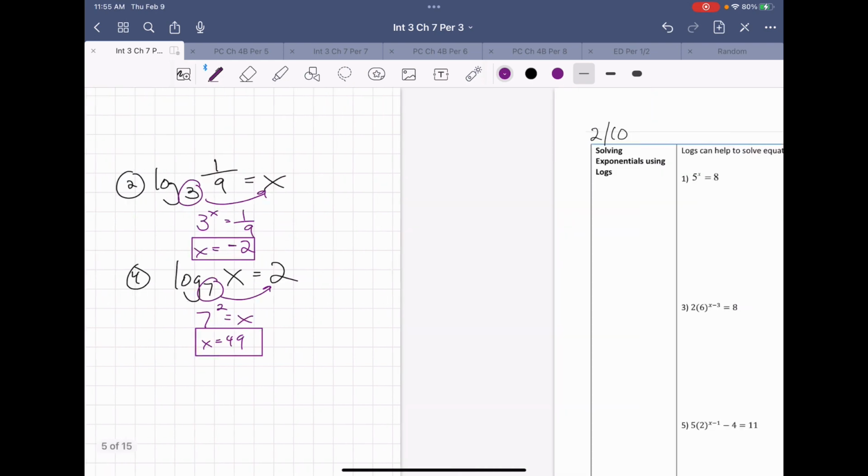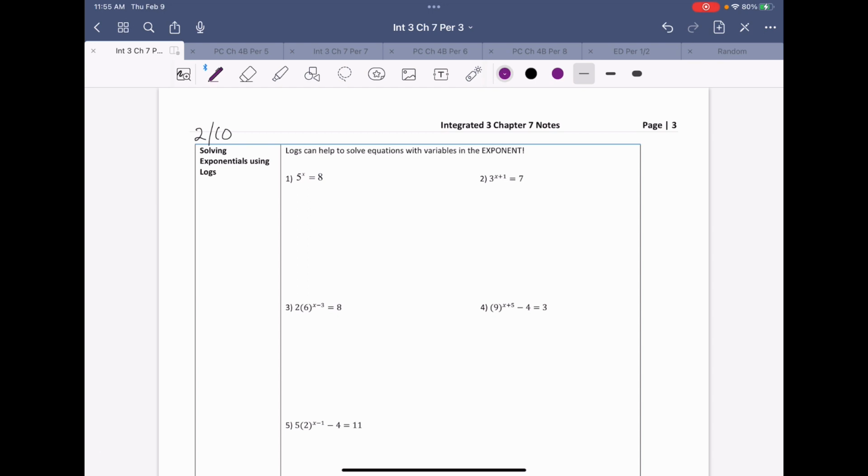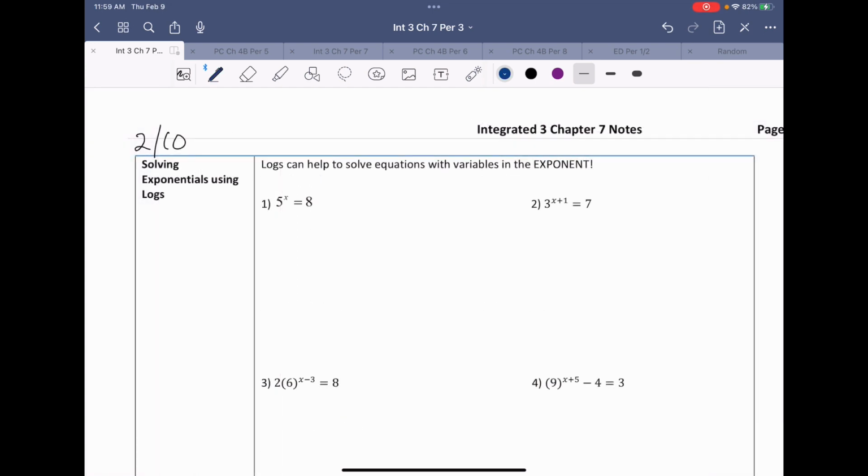Okay, I want to go over some notes, so turn to page 3 in your note packet. Solving exponentials using logs. So why are we learning about logs? Logs can help solve equations with variables in the exponent. So up until now, if you had a problem like 5 to the x equals 8, you had to guess and check. If we had 5 times x equals 8, we could divide by 5. If we had 5 plus x equals 8, we could subtract 5, right? But until now, we don't know how to undo x being in the exponent.